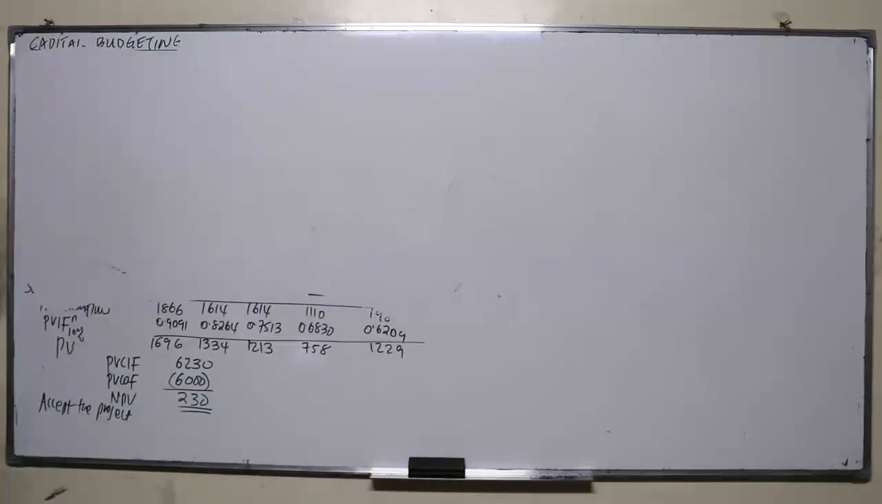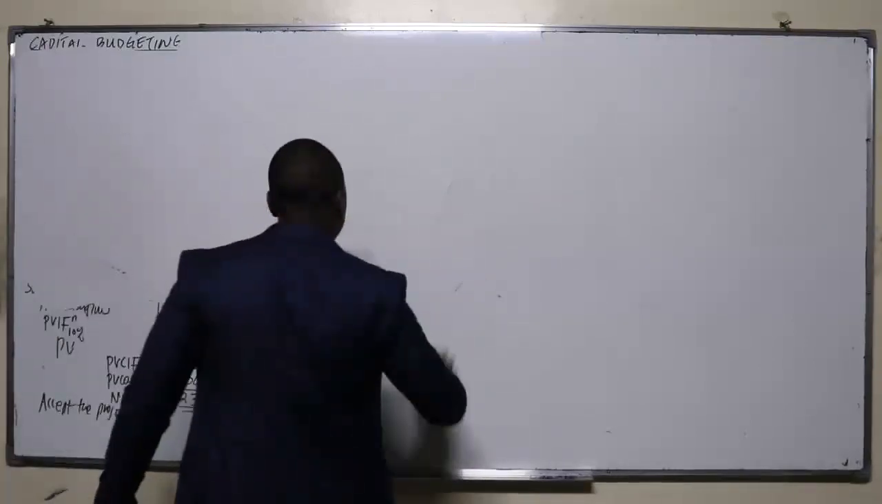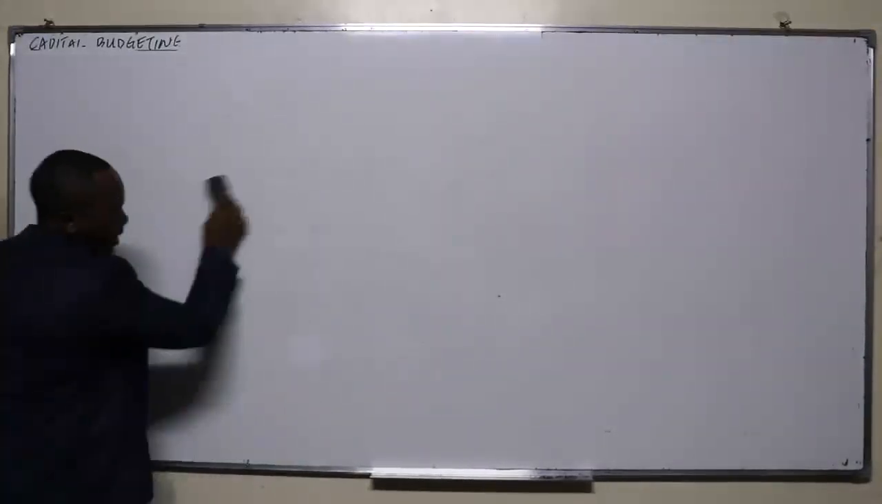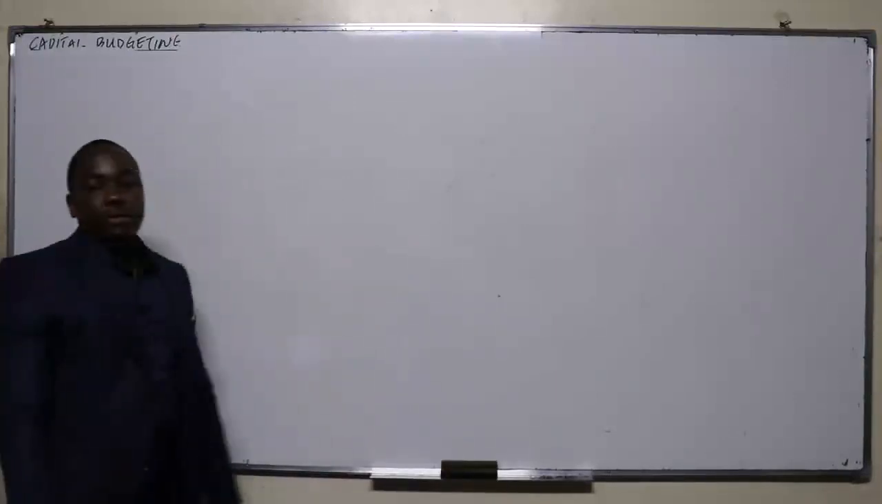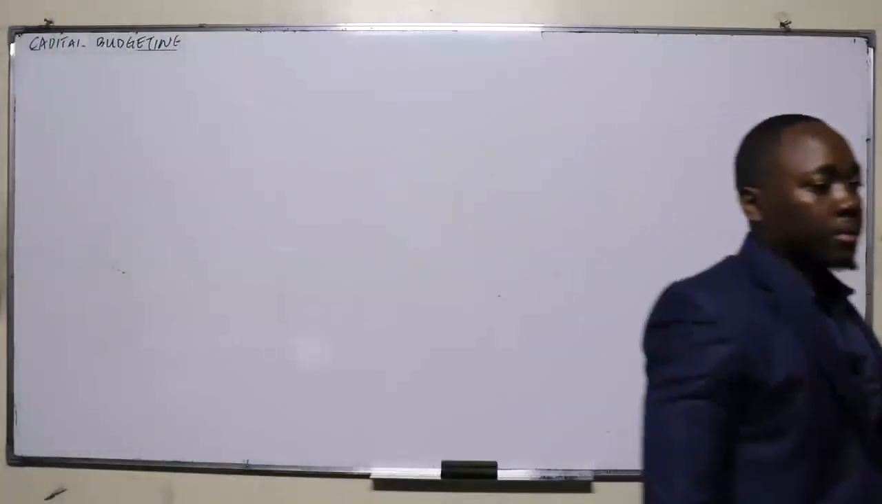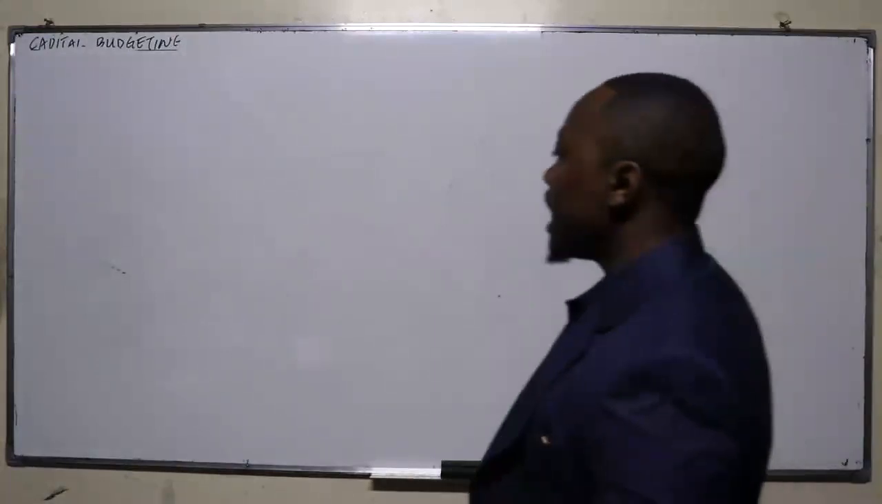Where did we say that? Working capital is current assets minus current liabilities. Also, then I have to say that working capital is an outflow.